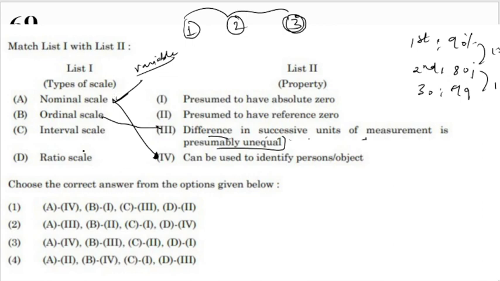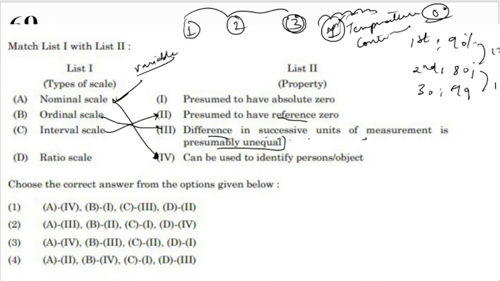Interval scale will not have an absolute zero. It will just have a reference zero, such as temperature. 0 degree temperature does not mean that there is absence of temperature, it just has a reference zero, just for the sake of it. There is 0, and it is on a continuous line. We have a name, we have a number to identify the person, and it is in successive units and continuous in nature majorly.